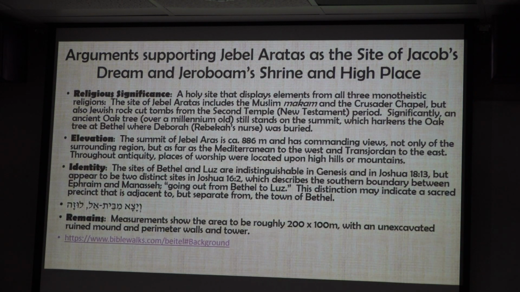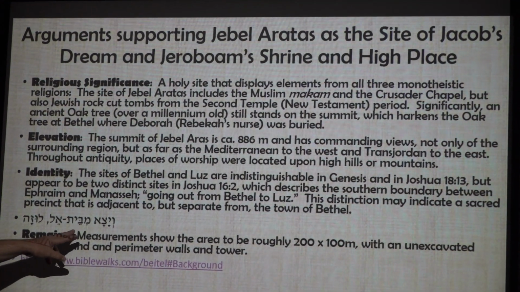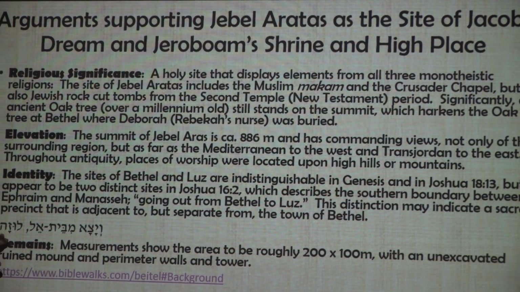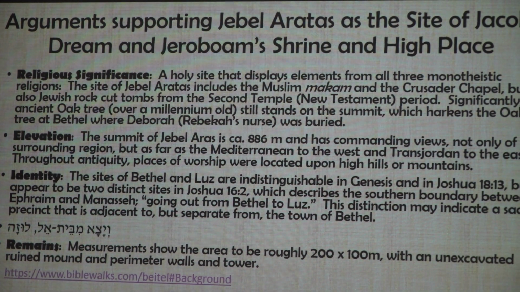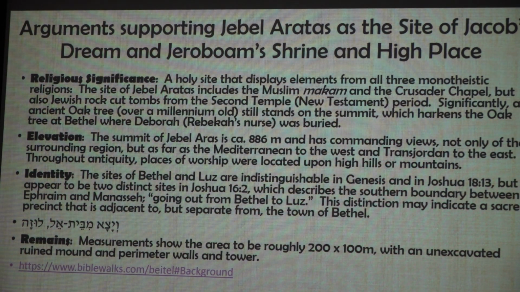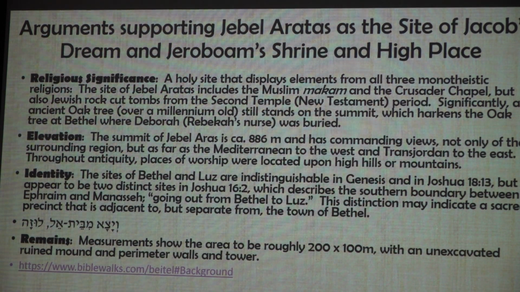And the one clear indication of that is Joshua 16:2, which describes the southern boundary between Ephraim and Manasseh going out from Bethel to Luz. So, vayatza mi-Beit El Luzah. And you notice the final word Luzah is Luz with a hey at the end. That is a directional hey, in the direction of Luz. If that is how we read it, that clearly indicates two sites. So Luz could be Jebel Aratus, or the high place of Bethel, somewhat like the high place of Gibeon to Gibeon, the city.